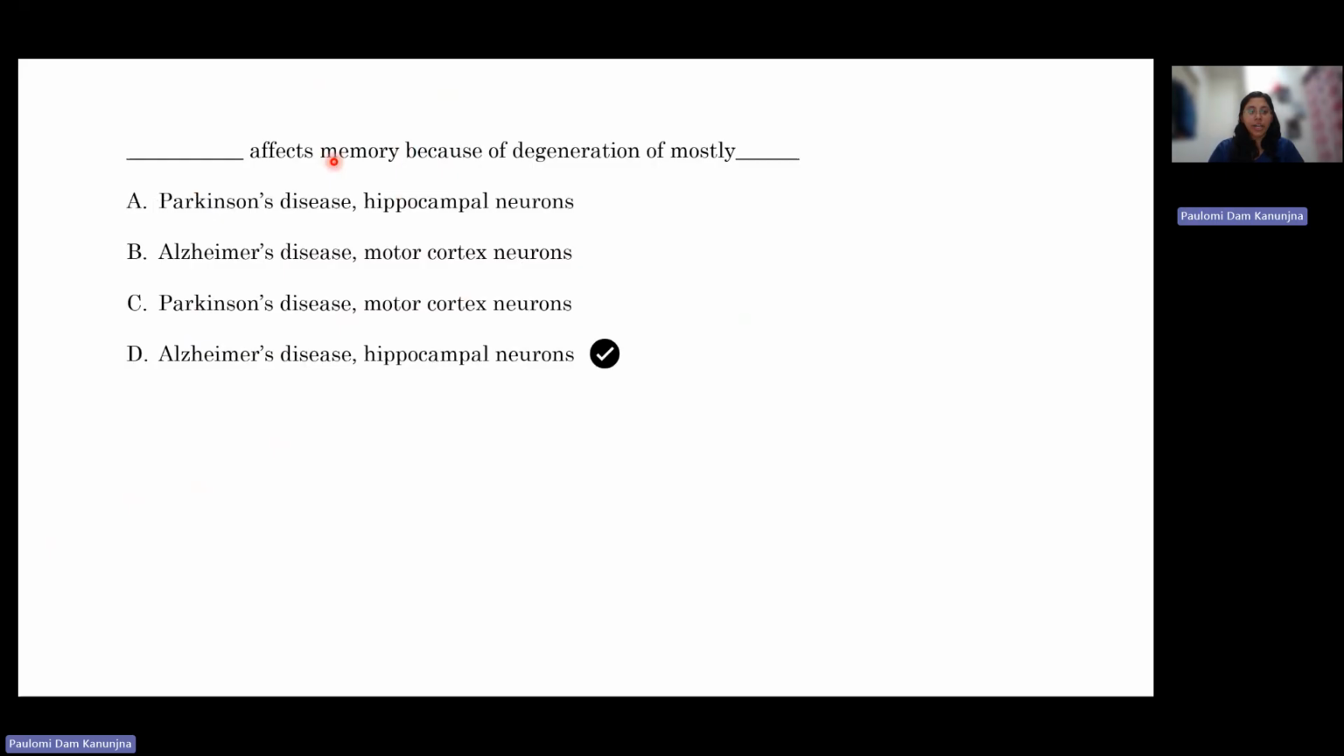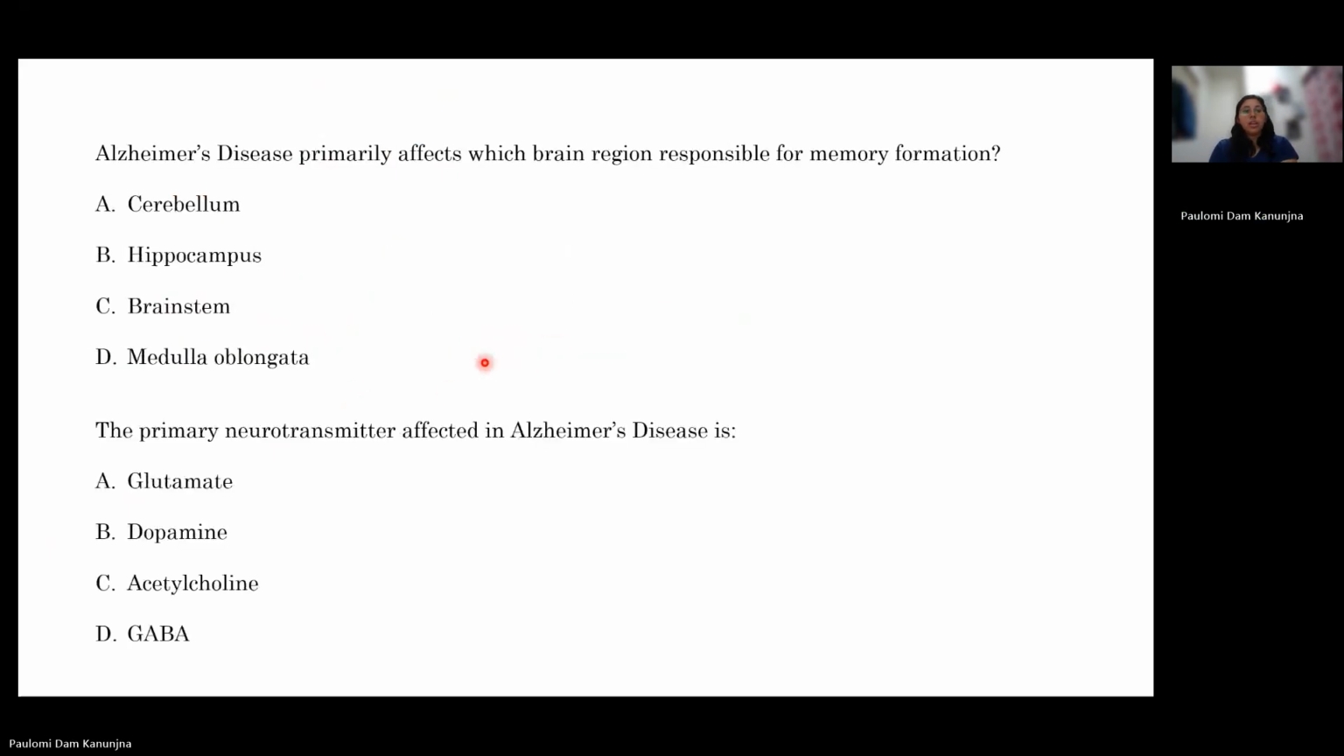Okay, let me give you the answer. Like I said, it's memory. It's Alzheimer's disease, and because it's memory, the neurons getting affected are in the hippocampal region. Discussing more about Alzheimer's disease: Alzheimer's disease primarily affects which brain region responsible for memory formation? We know Alzheimer's is for memory and it affects the brain, but which region primarily? And which neurotransmitter is affected in Alzheimer's disease? I've discussed both of these in today's session. If you can remember, I will wait for a few seconds.